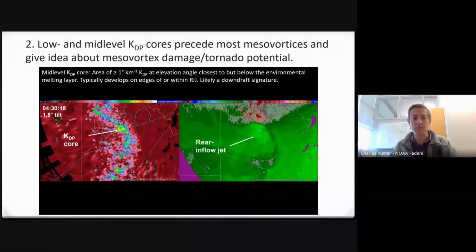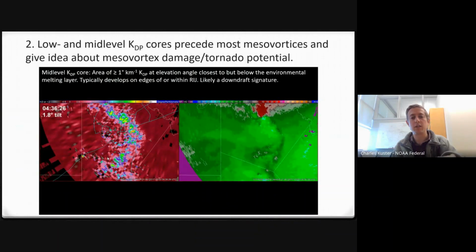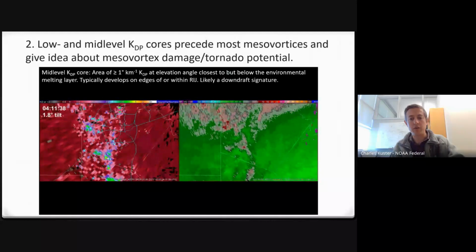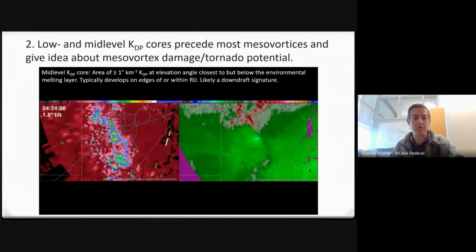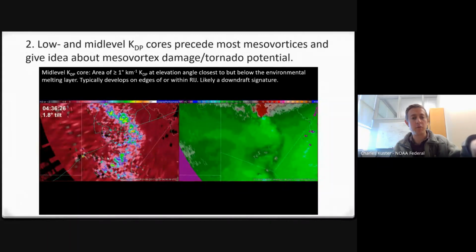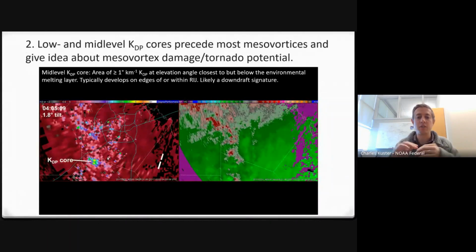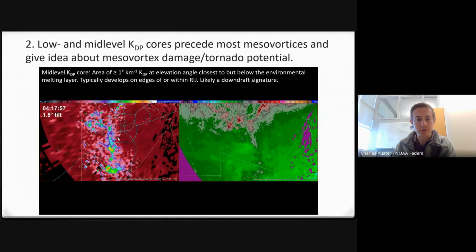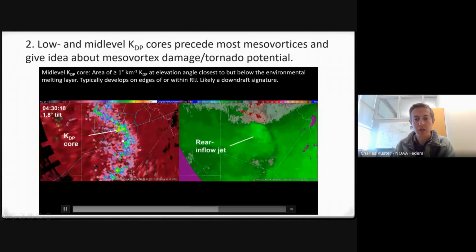We're doing that because I think this is a signature that is indicative of melting and therefore cooling within, say, a downdraft or within a portion of the QLCS. I'll show a conceptual model here in a moment, but that can maybe drive a stronger downdraft and then increased convergence afterwards. So this is mid-level KDP cores.